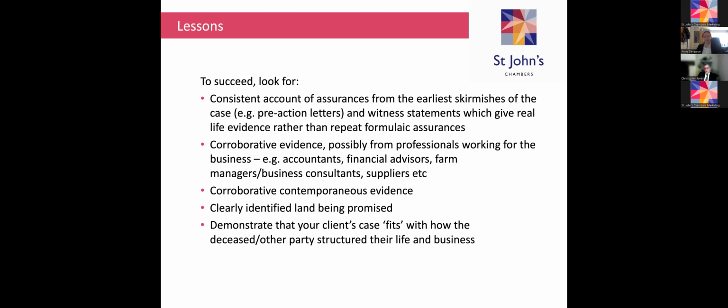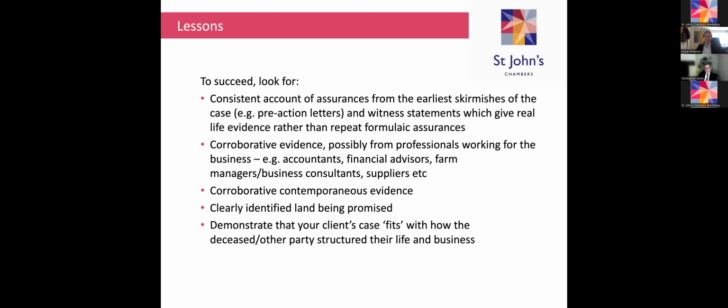Secondly, you should always try to find, if you can, corroborative evidence. Typically in these sorts of cases, it will be difficult to come by, but in farming contexts, one will often find evidence from accountants, financial advisors, farm managers, or business consultants and suppliers. And those sorts of independent people who maybe are dipping in and dipping out of the business on an ad hoc basis might be able to shine some light on what was actually going on in the interactions between the person who made the promise and the claimant at trial.